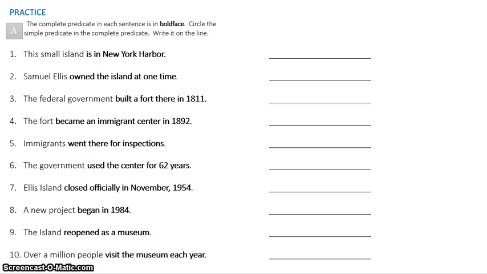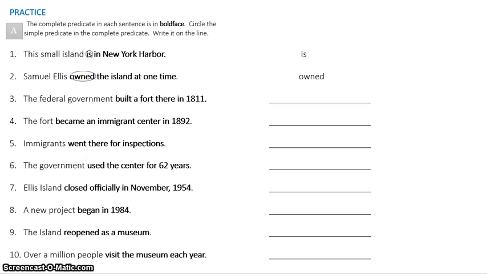This one is going to be easier because you're going to usually see a pattern with the verbs. Okay, so the first one says this small island is in New York Harbor. Is in New York Harbor is a complete predicate. So what you need to do is circle the word is and then write the word is on the line. Is the verb or the simple predicate. Number 2, Samuel Ellis owned the island at one time. Owned the island at one time is the complete predicate. You need to circle the simple predicate. Well, what is the verb in that sentence? What is the action that is being done? The action is owned. So you need to circle the word owned and then write it on the line.